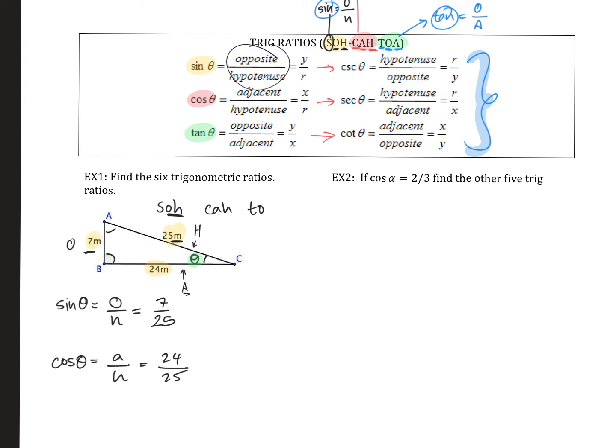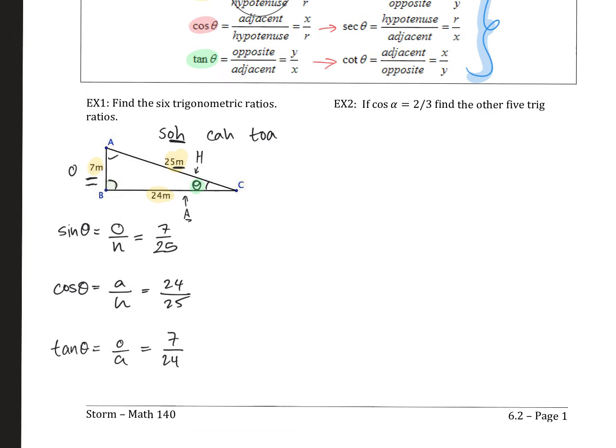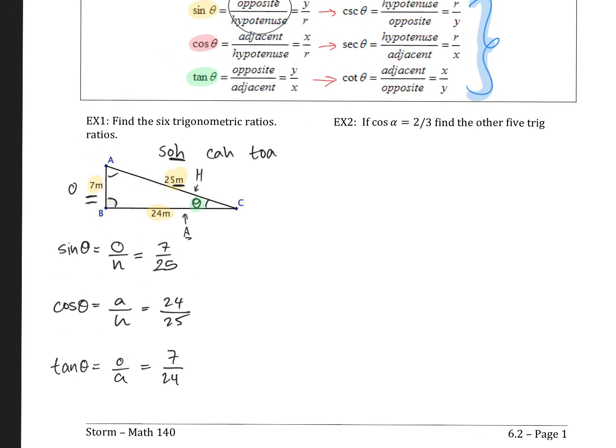Next we have TOA, opposite over adjacent. So tangent of theta is going to equal opposite over adjacent. Opposite was 7, and adjacent is 24. So 7 over 24. Next, we got to go ahead and find the other 3.